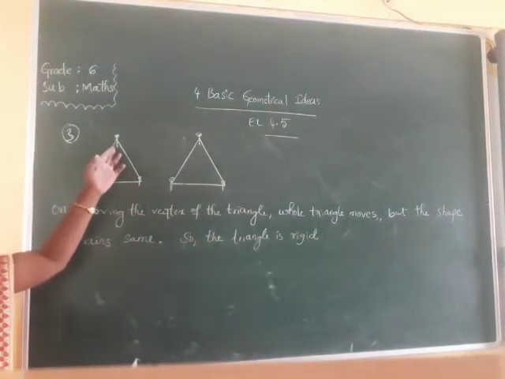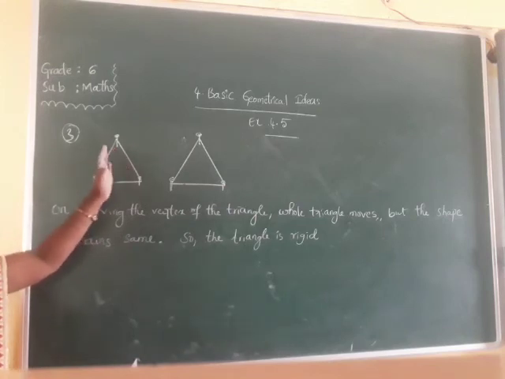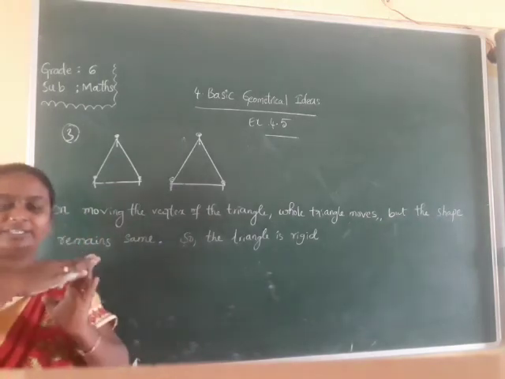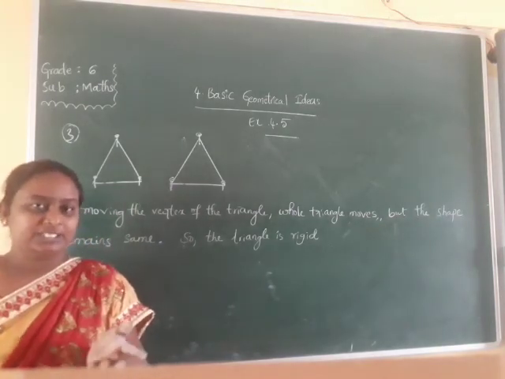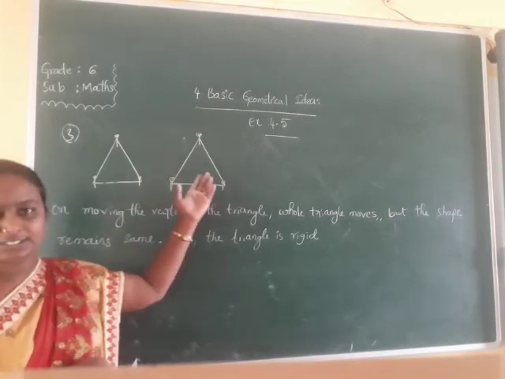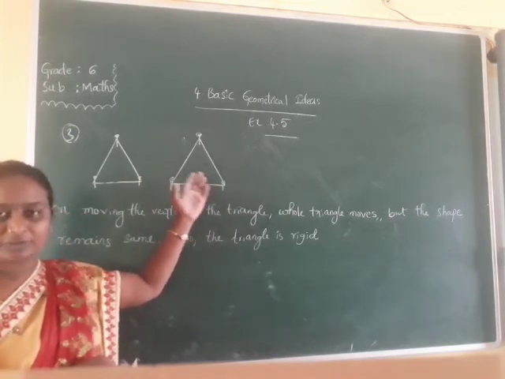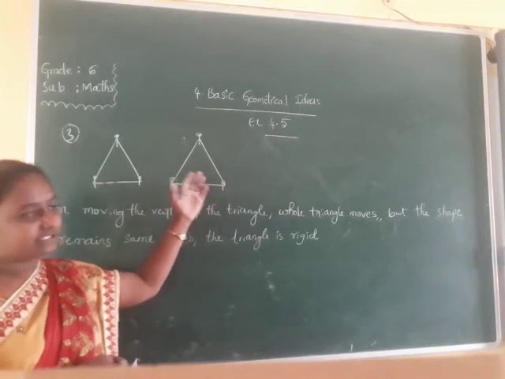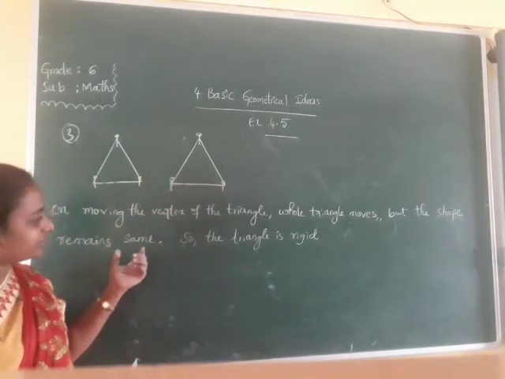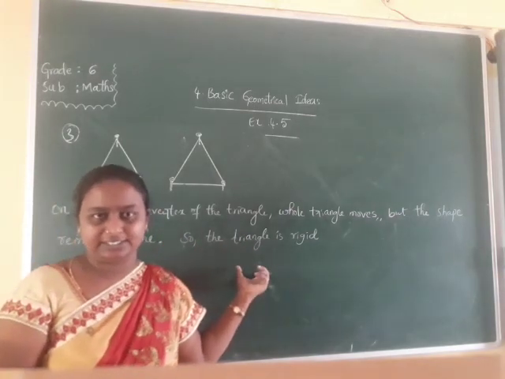If you move the vertex of any side, the total triangle will move. So it will not bend. It will not change its shape. After moving the figure, it stays the same, there is no change. So that's why the triangle is rigid.